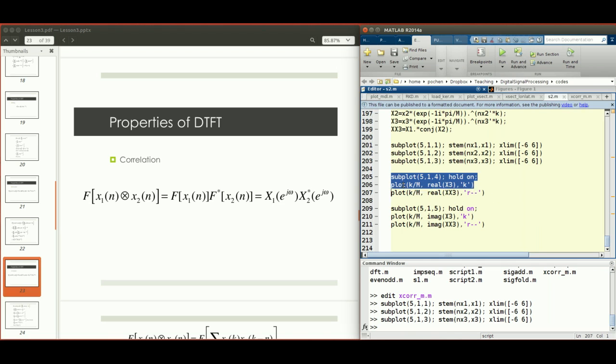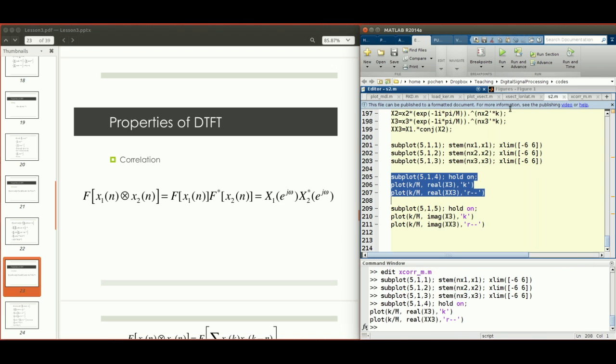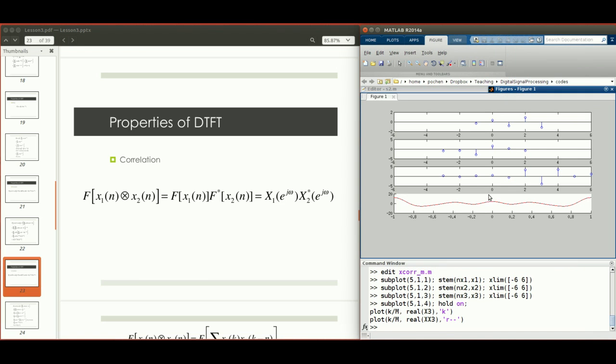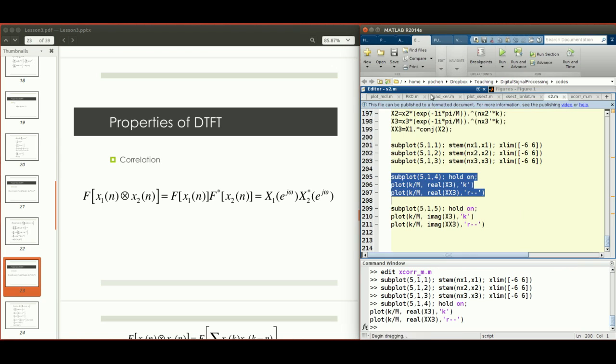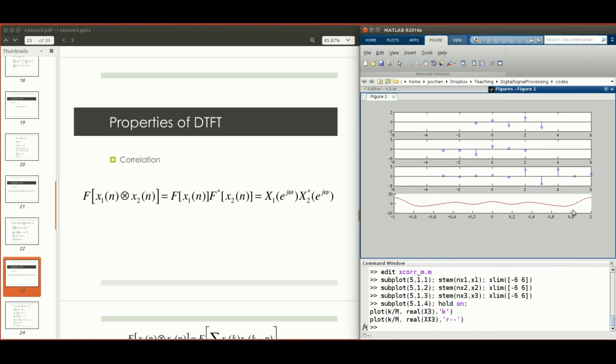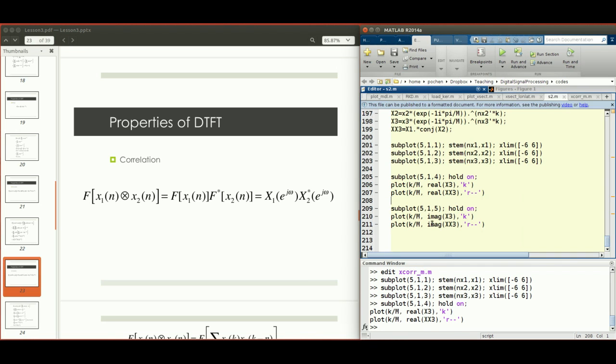So that's the real part. Let's just run it. And you can sort of see they are exactly the same. Right? And then let's compare the imaginary part.